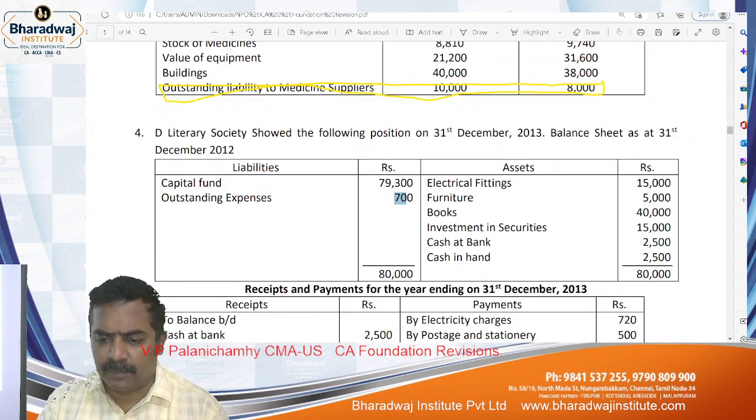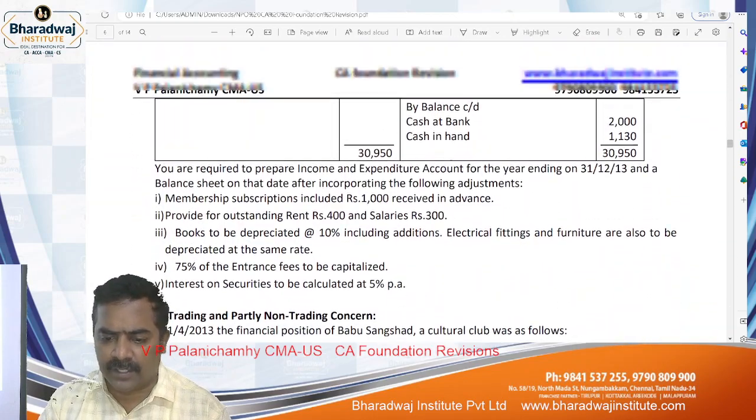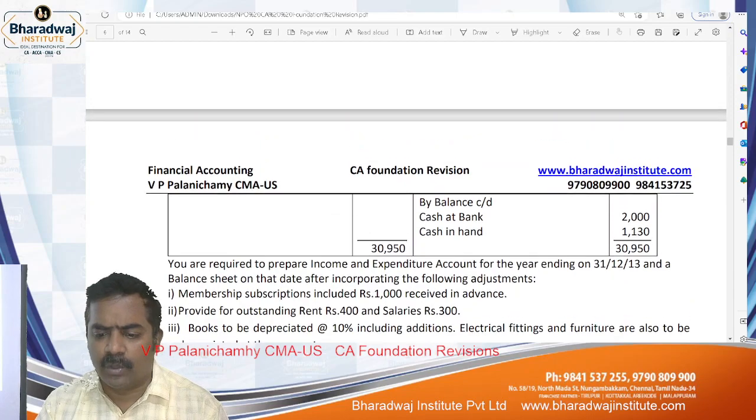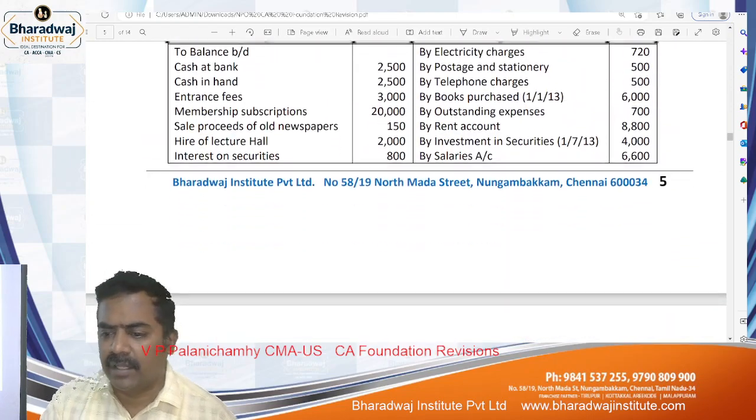Already they have given opening balance sheet. Opening capital fund they have given. You have to just prepare what? Income and expenditure account and closing balance sheet. There is no working note required. Directly you can start with income and expenditure account, I hope. But anyhow, you can read the question, you can start.